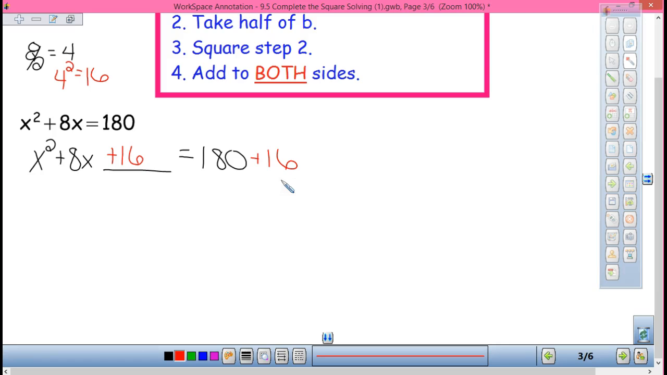Okay, now I'm going to take a little shortcut here. I'm going to go ahead and factor this straight away, rather than rewrite it all out. How am I getting to 16? 4 times 4 gives me 16. 4 plus 4 gives me 8. So x plus 4 squared equals 196.